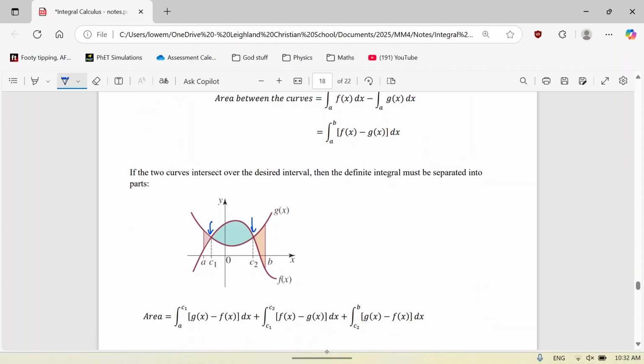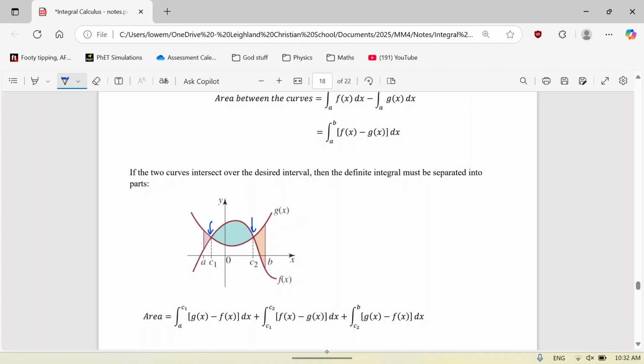So if we look then at this integral, or set of integrals that we need to calculate, from a to c1 with g of x minus f of x, g of x is this higher function, and so it's g of x minus f of x, f of x being the lower function for this region here, or between x equals a and x equals c1.